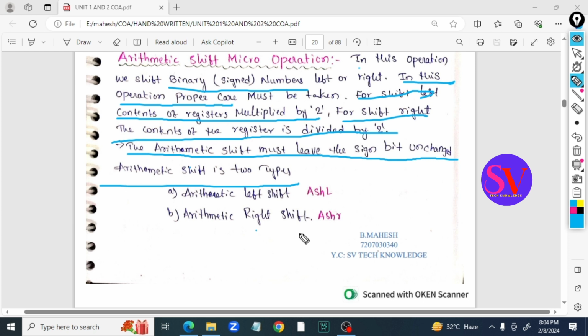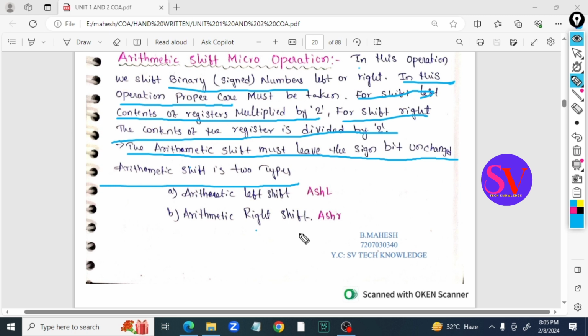Why? Because if we are talking about a number, if the most significant bit is 0, it is a positive number, and if the most significant bit is 1, it is a negative number. So before the operation and after the operation it should be the same, either positive or negative. If it is positive before the operation, after the operation also it should be positive.